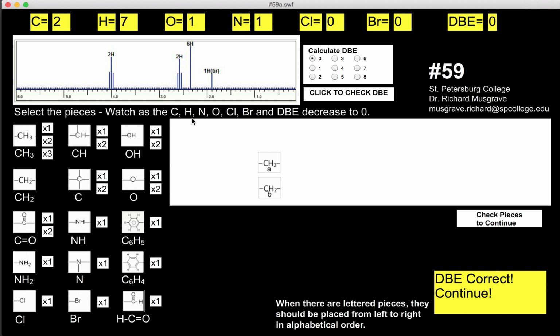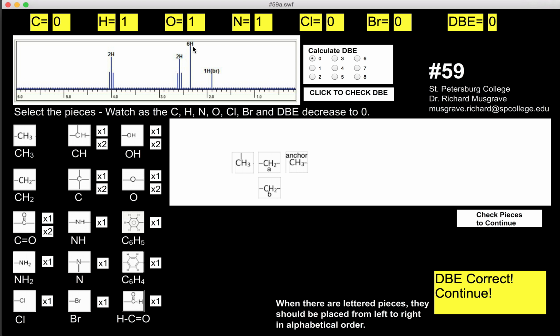So the 6H here, that's going to be two CH3s. And then we've got a 1H over here. Now looking at the pieces we have left over, we have 1H, 1O and 1N. So that means we've either got an NH and an O, or an OH and an N.